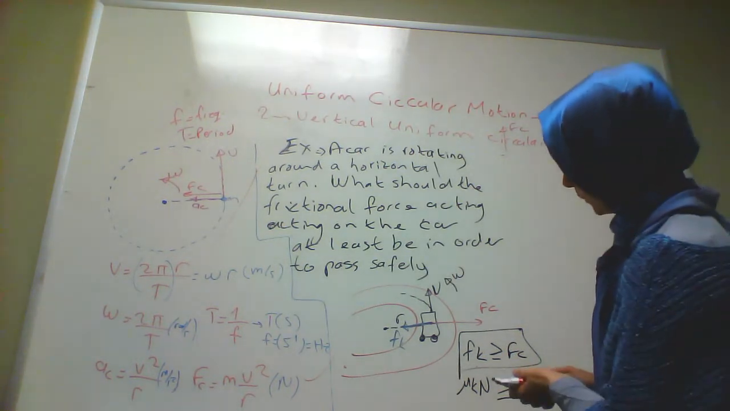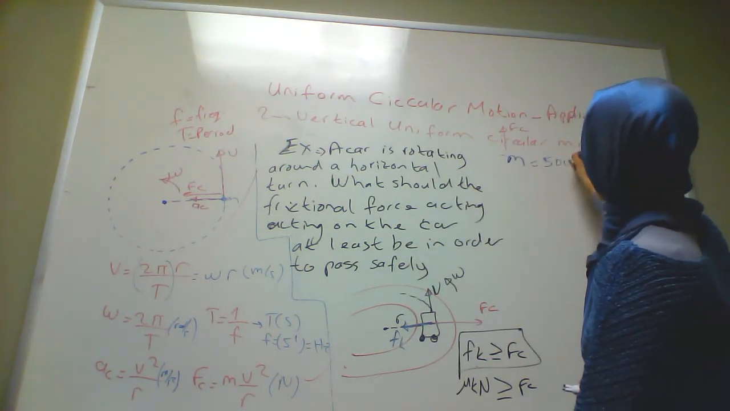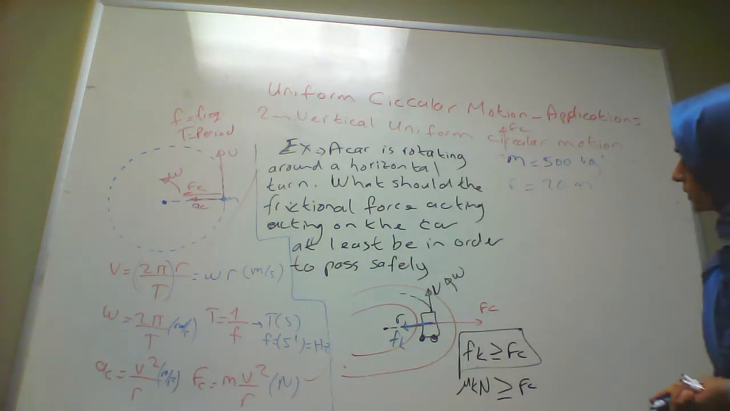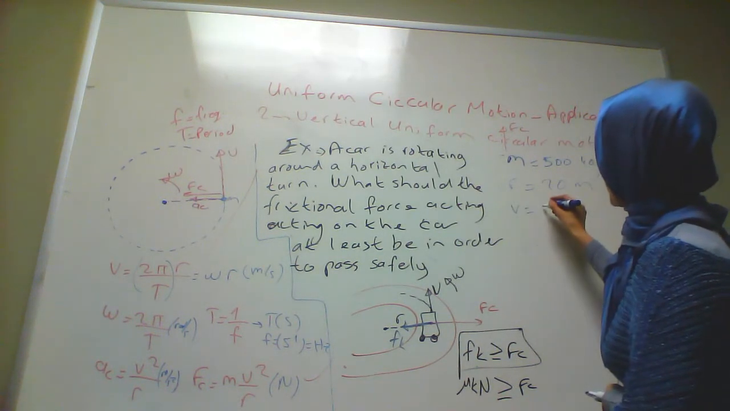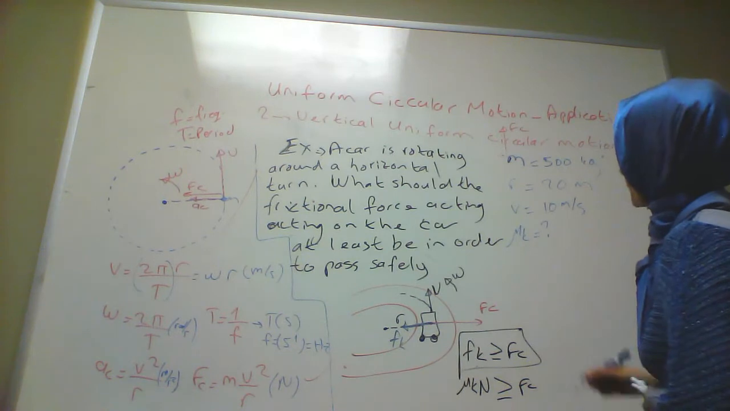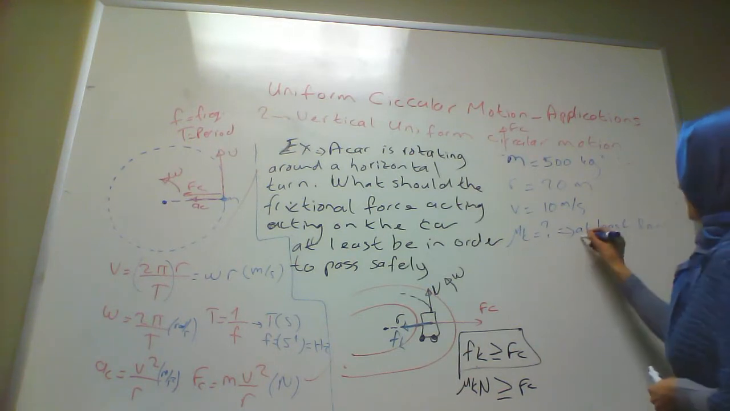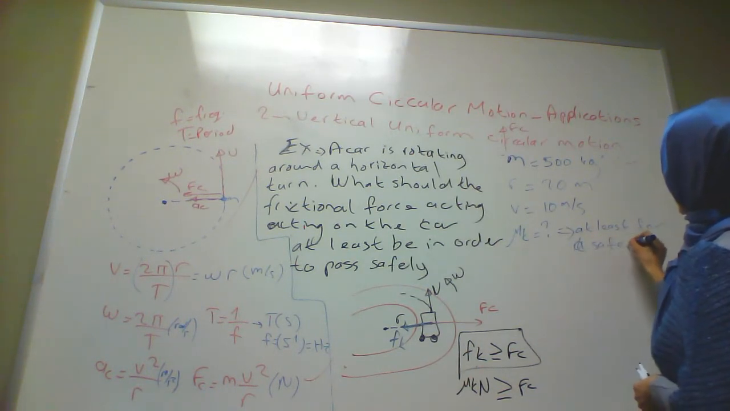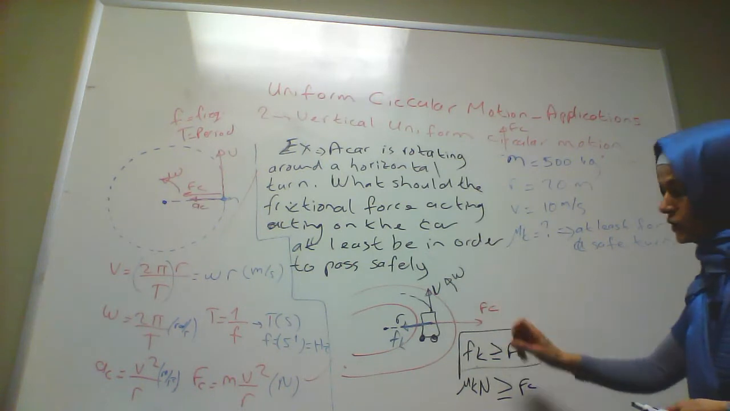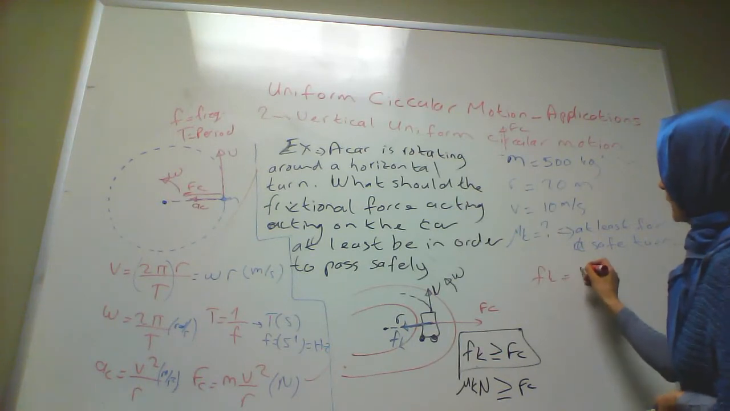Okay? Let's give these values and solve it. Let's say mass is equal to 500 kilogram, R is equal to 20 meters. We solved a very similar question, and V is equal to 10 meters per second. What should mu k be at least for a safe turn? So we have Fc should be equal to Fk for a safe turn at least. Shouldn't be larger. But Fk could be larger. Using this, we can solve for mu k. So we say Fk is equal to Fc.